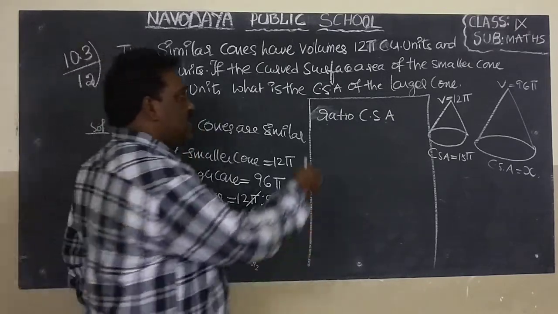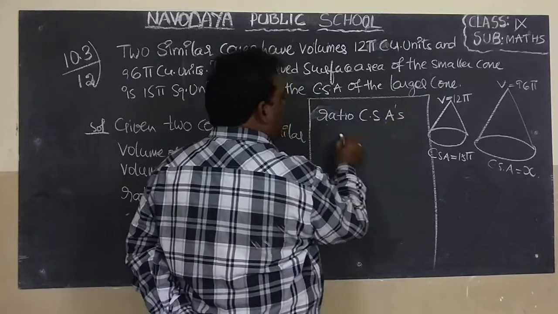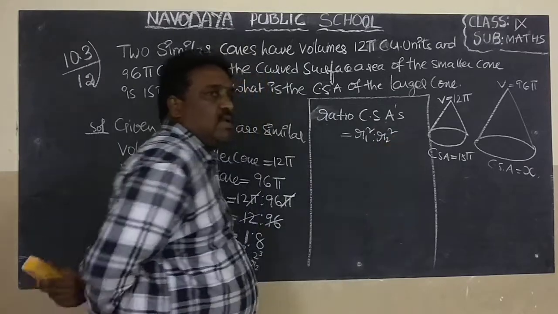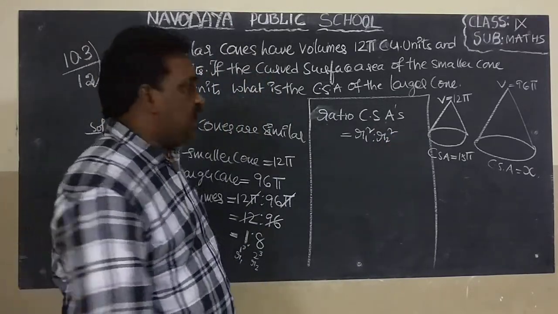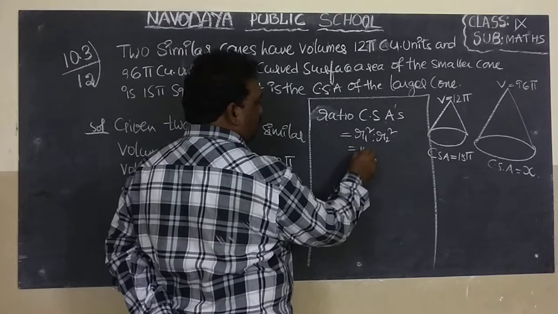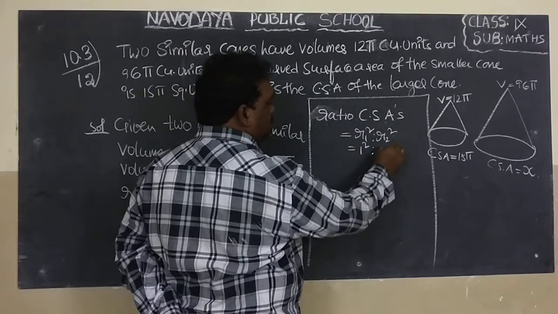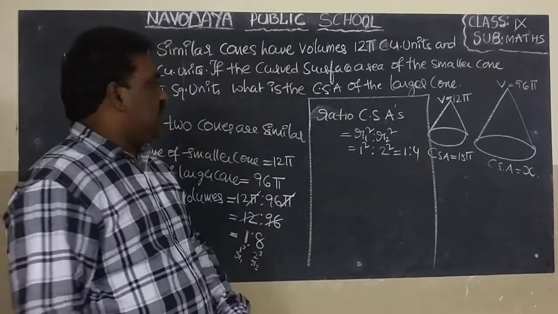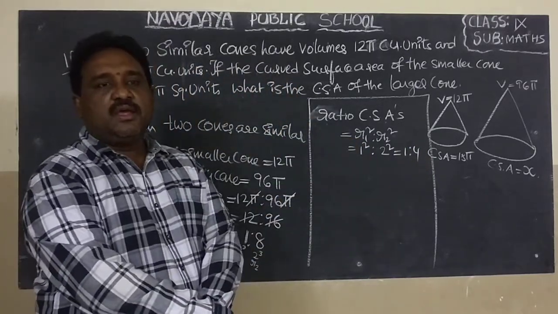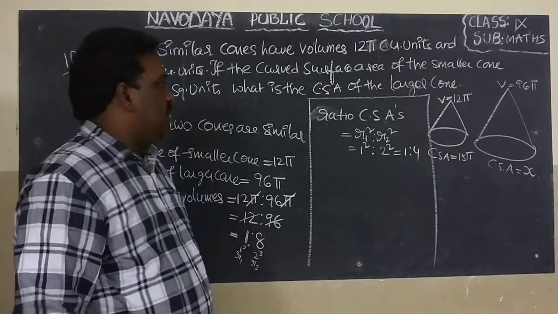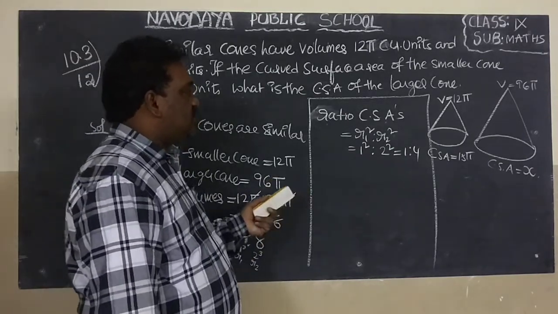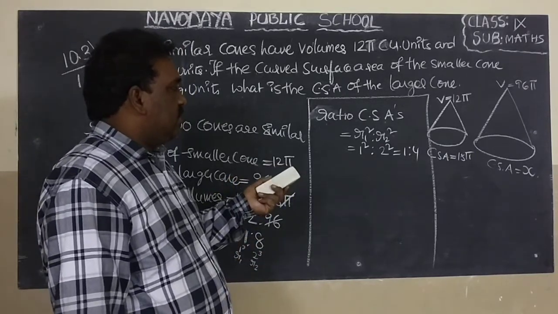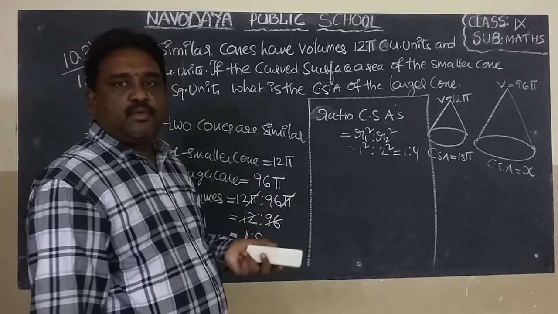R1 is to R2. Ratio of CSA is R1 square is to R2 square. R1 how much? 1 square is to R2 how much? 2 square. 1 is to 4. Ratio of CSA is R1 square is to R2 square, like that. Then 1 square is to 2 square, 1 is to 4. Okay na?